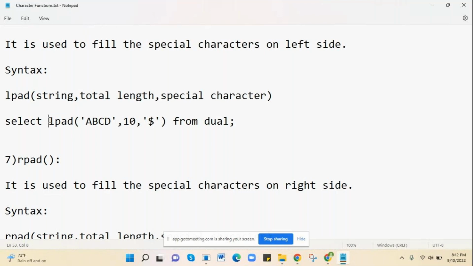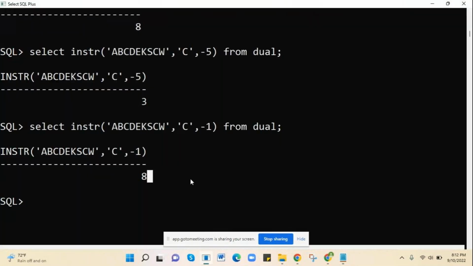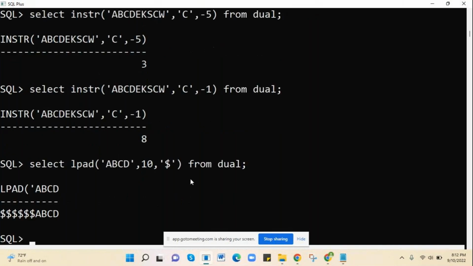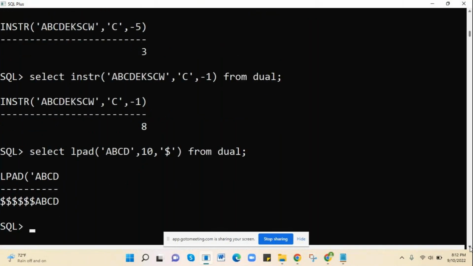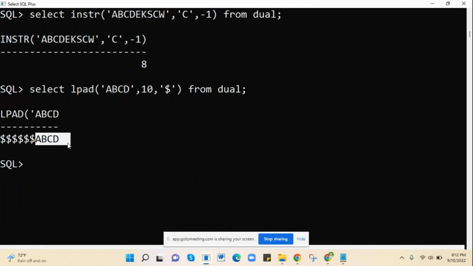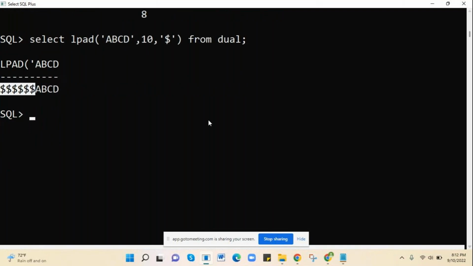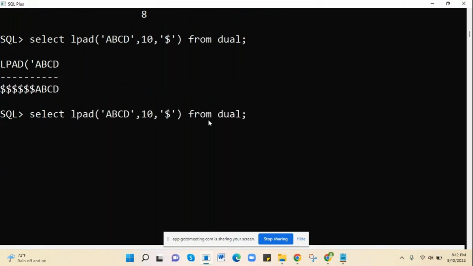Here you see I am using lpad, and what is the string? ABCD. I want a complete 10 characters, but here we have only 4 characters. The remaining 6 characters it will add as star symbols. lpad means it will add on the left side. ABCD is 4 characters, the remaining 6 characters are dollar symbols. Okay, you can use any.